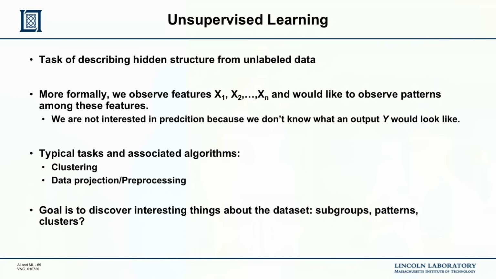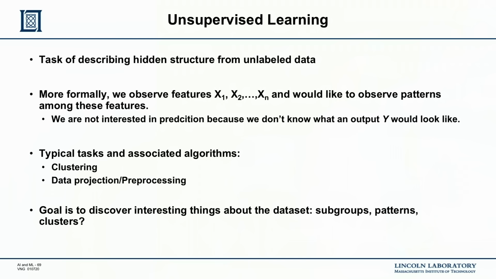All right, very quickly, we'll talk about unsupervised learning. The basic idea is the task of describing a hidden structure from unlabeled data. So in contrast to supervised learning, we're not providing labels. We're just giving the algorithm a data set and saying, tell me something cool that's going on over here. Clearly, you can't label the data if you do that. But what you can do is maybe look for clusters, or look for dimensions or pieces of the data that are unimportant or extraneous. So if we observe certain features, we would like to observe the patterns amongst these features.